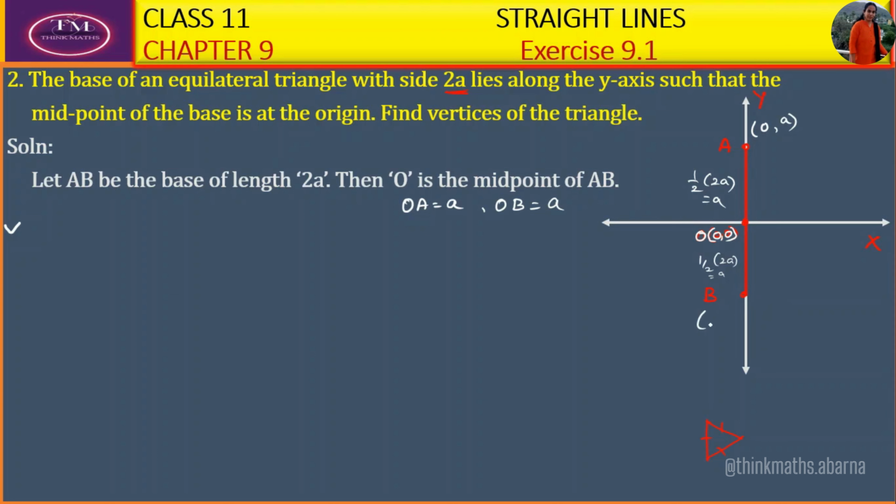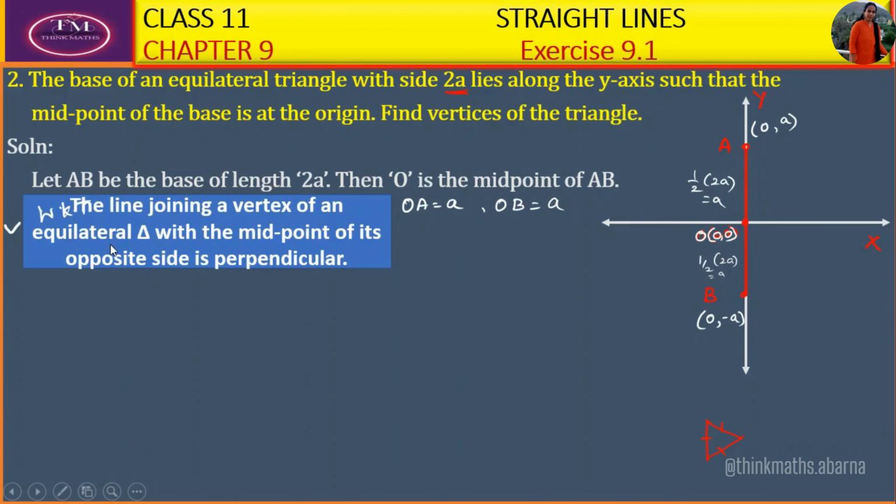So the B coordinate will be 0, comma, minus A. Okay. Now we know that if this is an equilateral triangle with midpoint O, and you join the midpoint to the vertex, how will this triangle be? The triangle will be like this and this C is the another vertex.